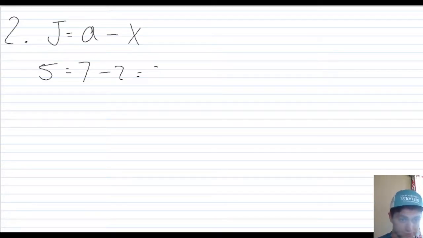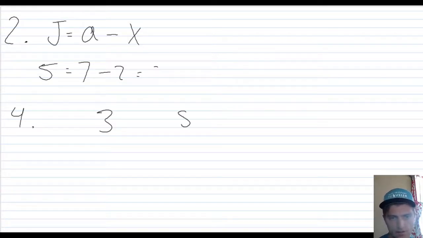Number 4, if 2x plus 1 is an odd number, what is the next consecutive odd number? So if we have an odd number, how do we get to the next odd number? If I have 3, what's the next odd number? 5. How do I get the next odd number? I add 2. So if we have 2x plus 1, just pretend that that's an odd number, how do I get to the next odd number?